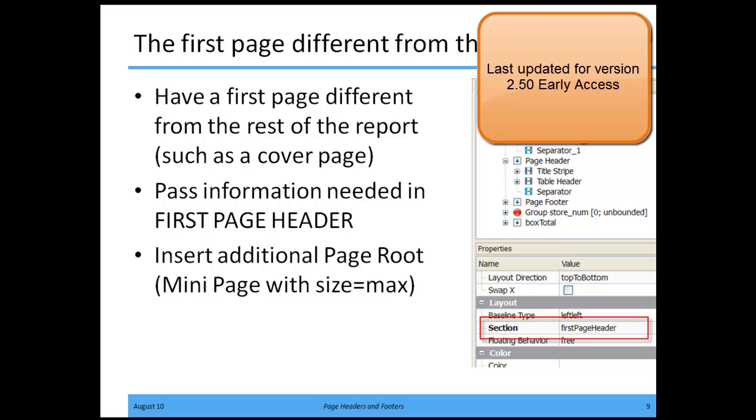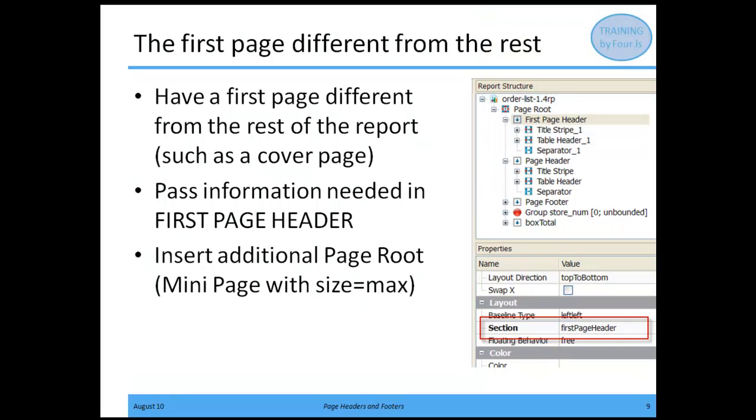So one of the questions we get is, how can I have a first page different from the rest? I can think of something like a cover page to a report. Well, what you can do is have a first page header set up. You may pass information in that first page header, but you insert an additional page root into that first page header with a mini page where the size is equal to max. That means that first page header is going to print out and take up all of the first page so that by the time you get to the second page, you can start processing your report.